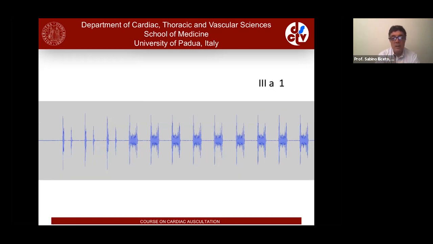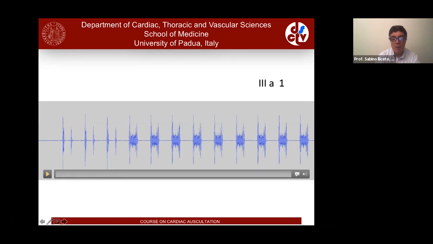So this is an example of a mitral regurgitation. You will appreciate 3 normal beats, and then the murmur, here you see, will appear. I can anticipate that the murmur is a systolic murmur, of course, because this is the first sound and this is the second sound. Diastole is without any kind of additional sound, and the murmur will be soft, as all the mitral regurgitation.